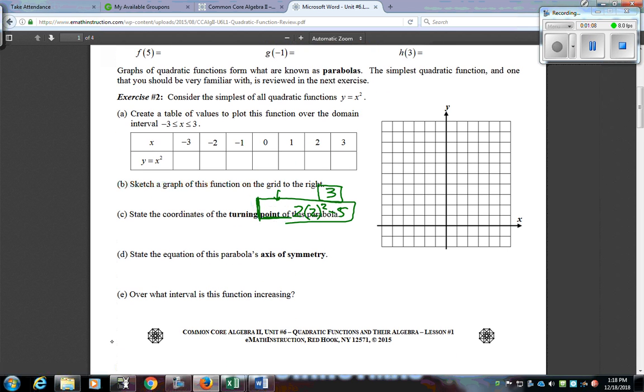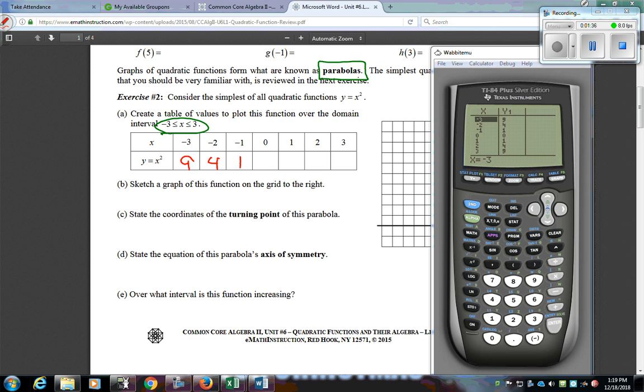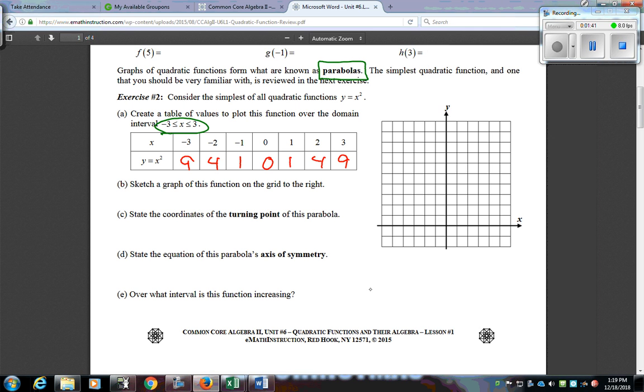This one talks about graphing a quadratic function. And again, sometimes they call these graphs parabolas. And they want us to do a certain domain, -3 to 3. So just like we've done graphs before, you're going to go to y equals, type in x squared, and hit second graph. They want the values from -3 to 3. So I got those on the table over there. I'm going to write these in and graph them on the graph.